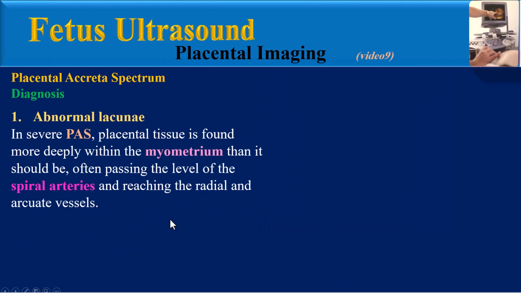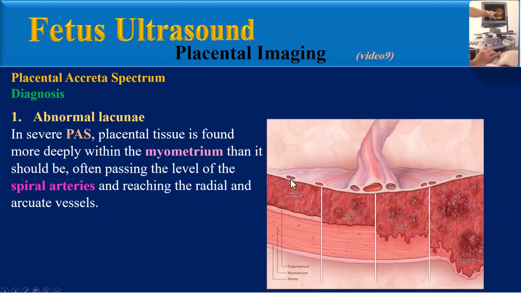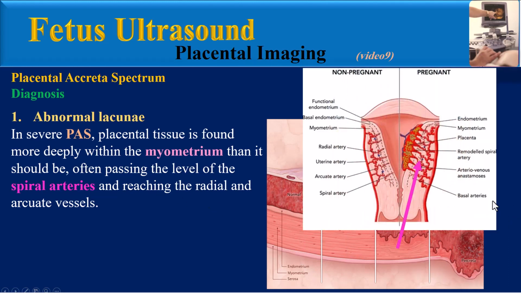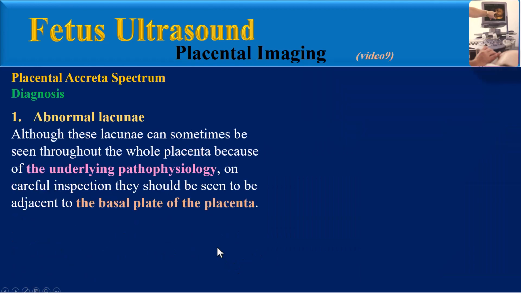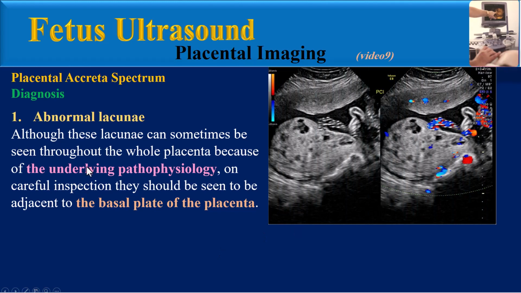In severe placenta accreta, placental tissue is found more deeply within the myometrium than it should be, often passing the level of the spiral arteries and reaching the radial and arcuate vessels. This causes extensive dilation of these higher pressure arteries and massively increased velocity of flow into the delicate intervillous space. Also, these lacunae can sometimes be seen throughout the whole placenta because of the underlying pathophysiology.